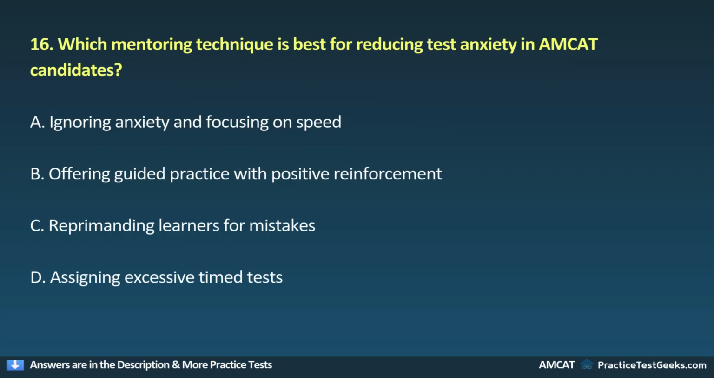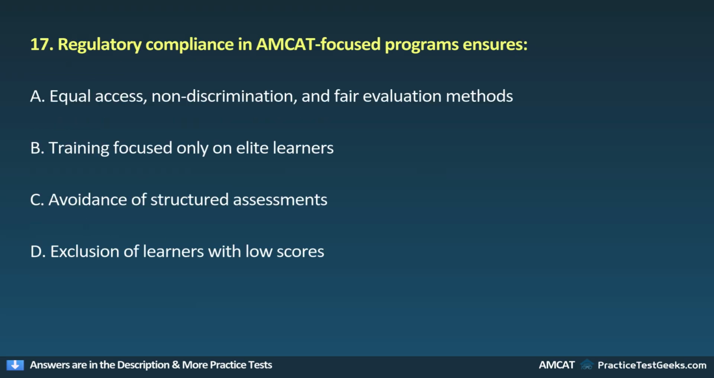16. Which mentoring technique is best for reducing test anxiety in AMCAT candidates? A. Ignoring anxiety and focusing on speed. B. Offering guided practice with positive reinforcement. C. Reprimanding learners for mistakes. D. Assigning excessive timed tests.